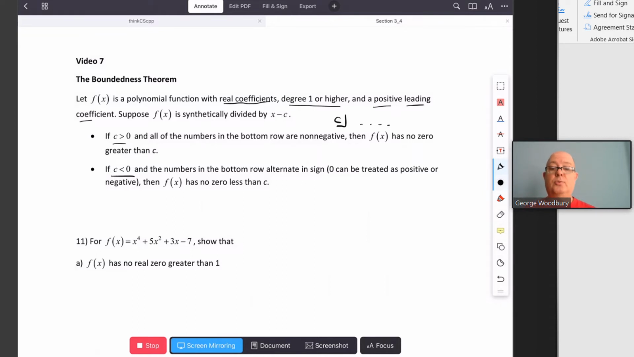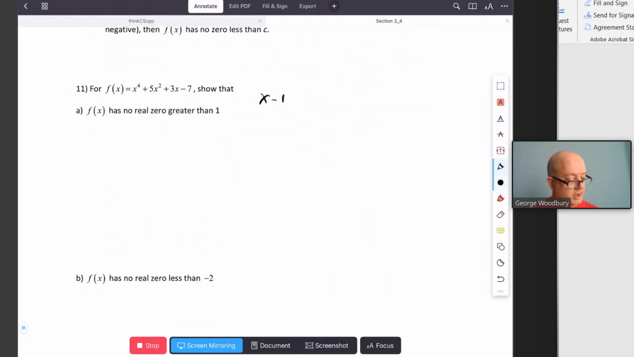I have two examples. The first one, the function f of x is x to the fourth plus 5x squared plus 3x minus 7. All those coefficients are real. The degree is 4, the largest exponent we have, and the leading coefficient is 1, from 1x to the fourth, so that's positive. We want to show that there's no real 0 greater than 1, meaning that we're going to divide by x minus 1. And 1 is positive, so this would go with that first scenario. What we're trying to show is that all the numbers in the bottom row are not negative. Let's give this one a try.